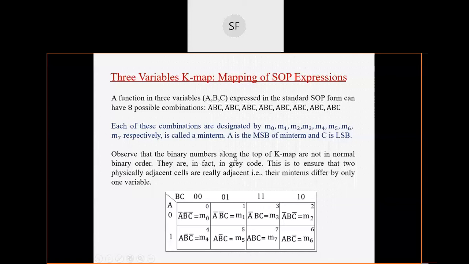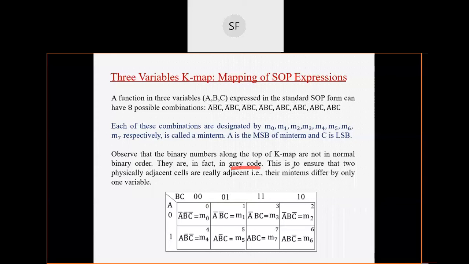Observe that the binary numbers along the top of the K map are not in normal binary order, right? It is talking about this. So this sequence is not in binary sequence, because what is binary sequence? 0 0, 0 1, 1 0 and 1 1. So if you observe this, there is a change here. So these numbers or this code is also called gray code. This is just for your information. Just remember that this representation is called gray code.